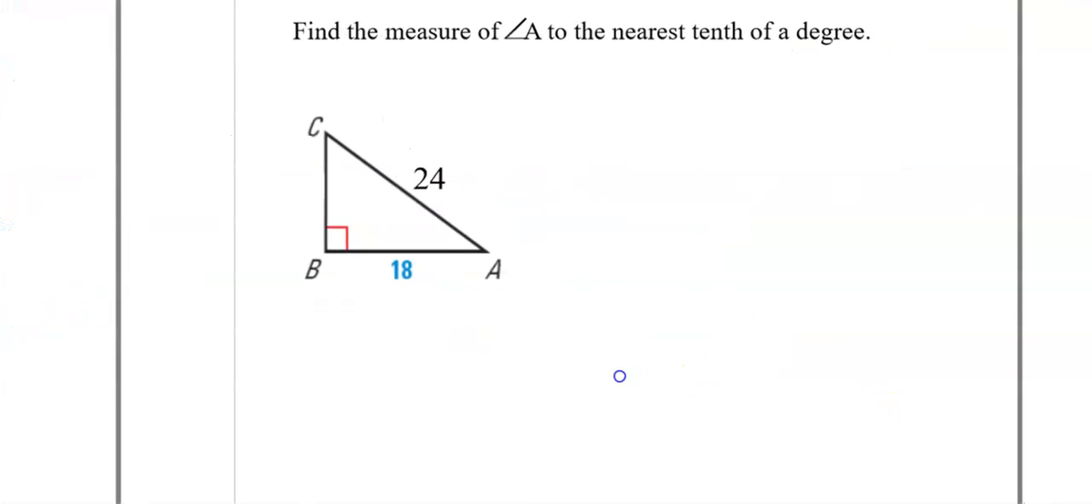Okay. All right. One more. Please try this on your own. Decide which trig function you're going to use. If that is the angle we're trying to find, which trig function will you use?